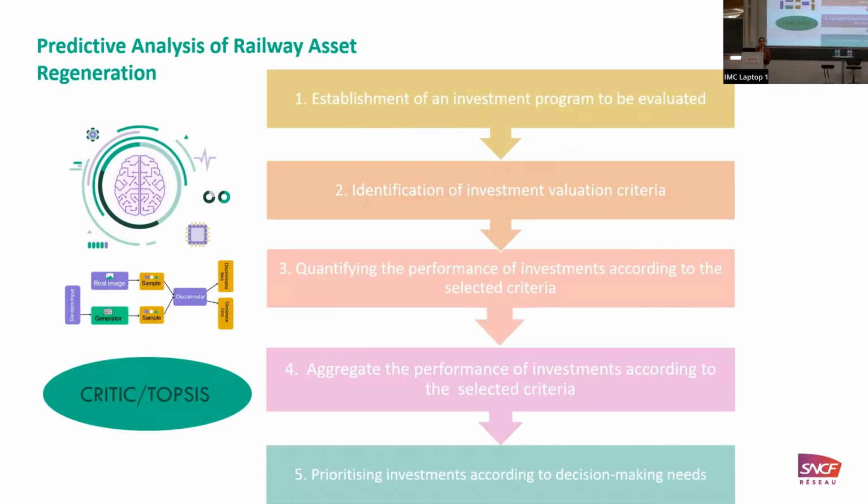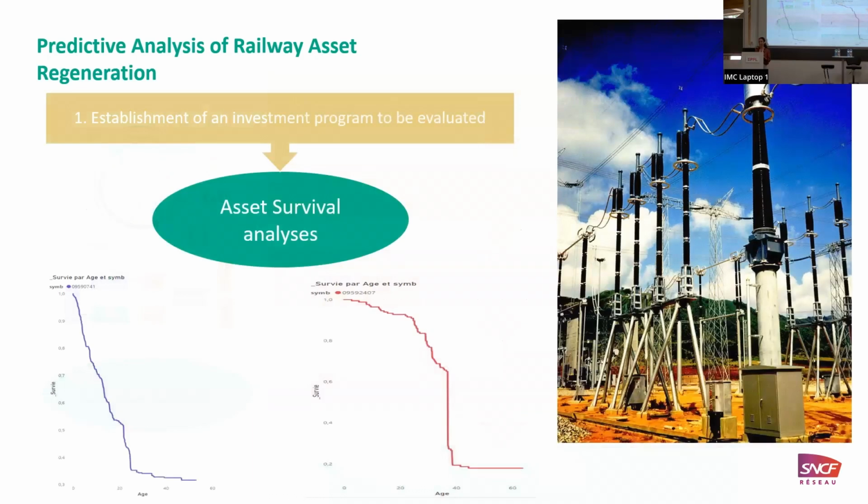The steps of the method are: first, establishment of an investment program to be evaluated. Second, identification of investment valuation criteria. Third, quantifying the performance of investment according to the selected criteria. Four, to aggregate the performance of investment according to the selected criteria. And five, to prioritize investment. So let's break down this point concretely one by one.